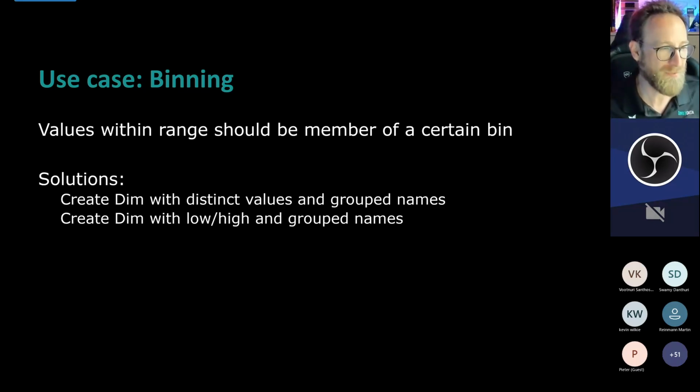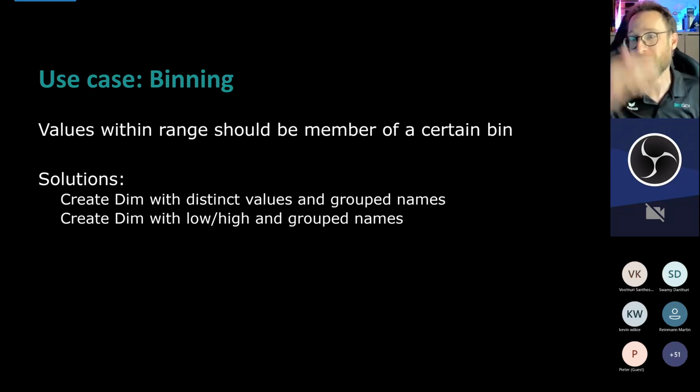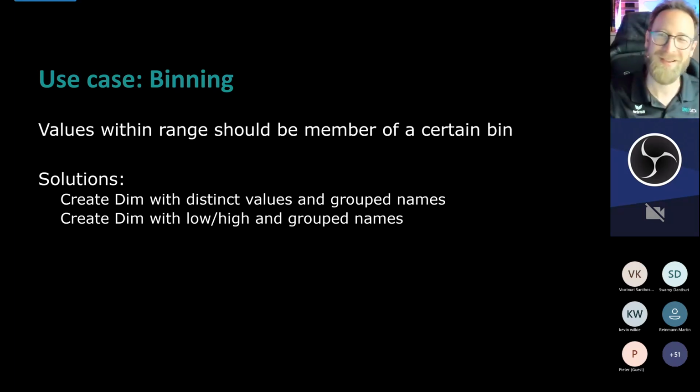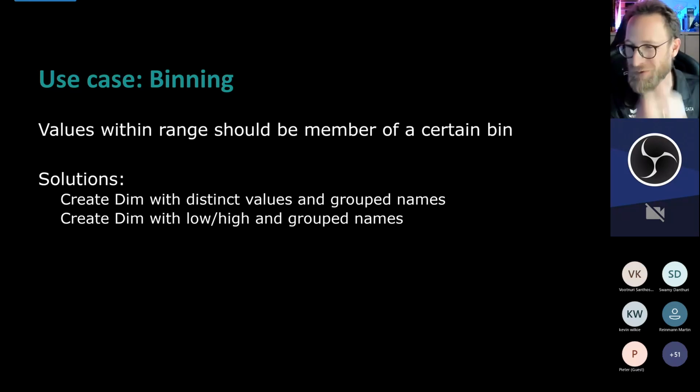There are two ways of modeling this. One is to create a dimension with all the distinct values available. If the quantity can be something between 1 and 100, I create a table with 100 rows, 1, 2, 3, 4, 5, and so on, and then add small, medium, large to it. Or you could have just a small table with from and until. If the quantity is lower than 3, then it's this. If it's between 3 and 5, it's this. And if it's bigger than 5, then it's large.